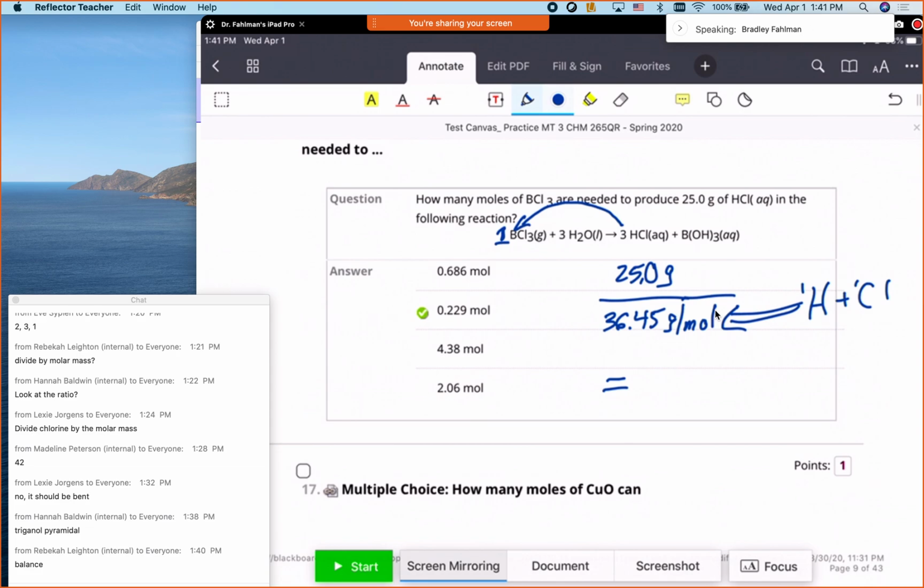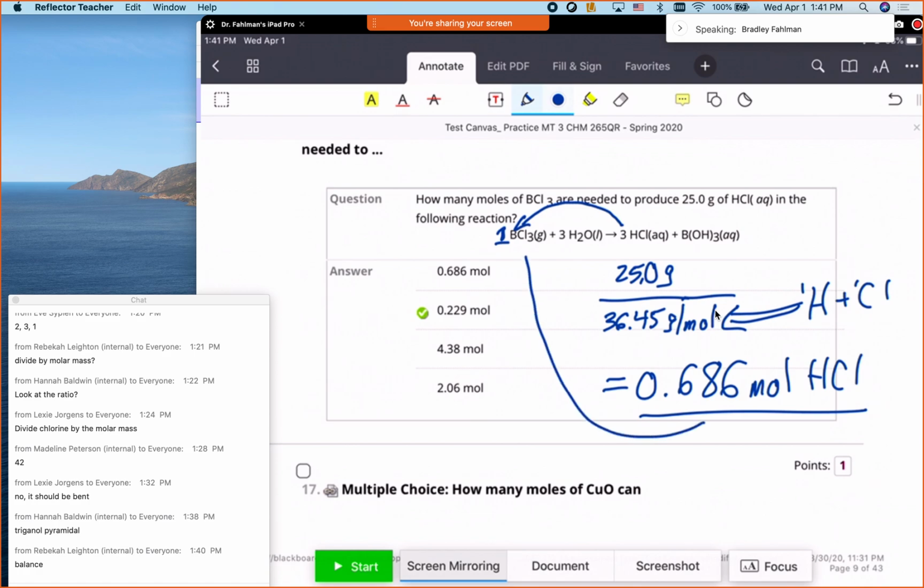So 25 divided by 36.45 is 0.686 moles of HCl. And now it's a 3-to-1 ratio, so I have to divide by 3. Divide by 3, and that's your 0.229 moles. And again, if it asked for grams, then you'd have to multiply by the molar mass of BCl. Then that would give you grams.